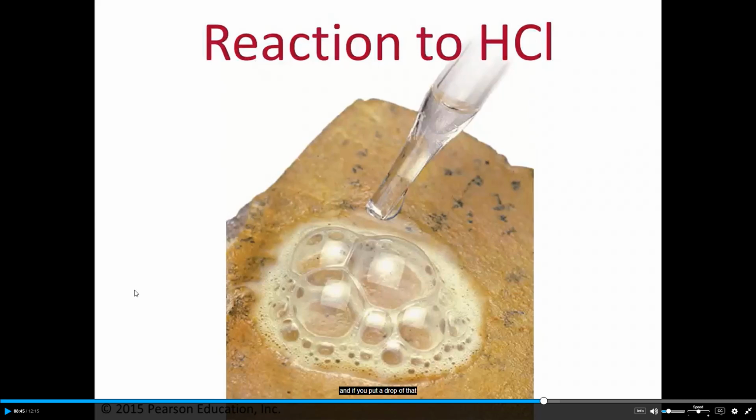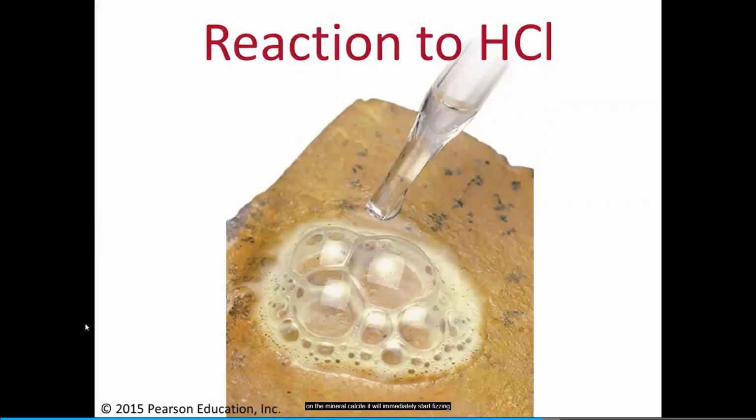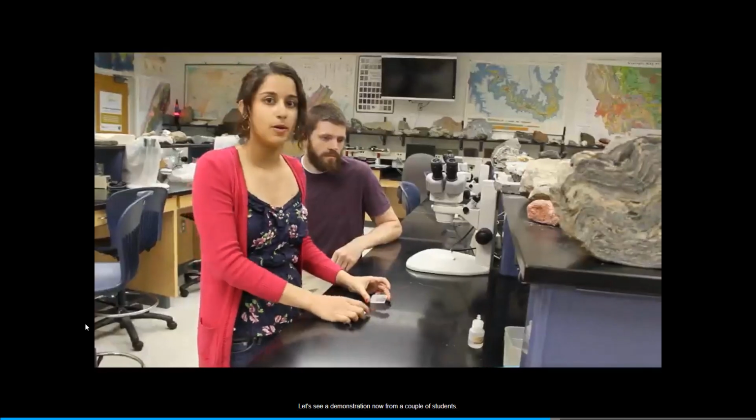So, unfortunately, you can ask me if it would fizz. You can also ask me if it will taste salty, but you will not test those yourself. On the mineral calcite, it will immediately start fizzing in a fairly vigorous fashion. So bubbles will be produced and it will be giving off carbon dioxide gas. Let's see a demonstration now from a couple of students.